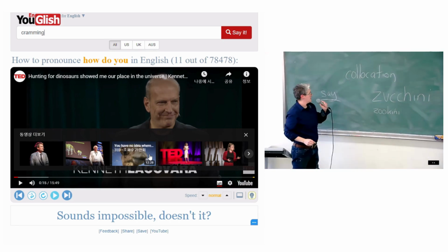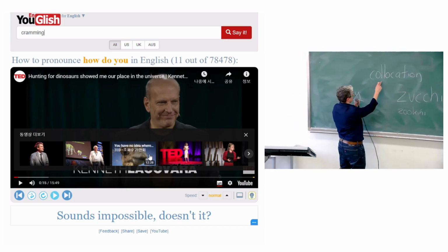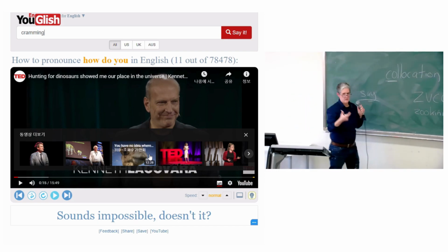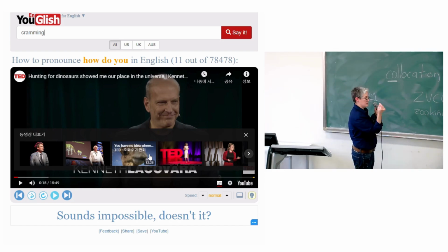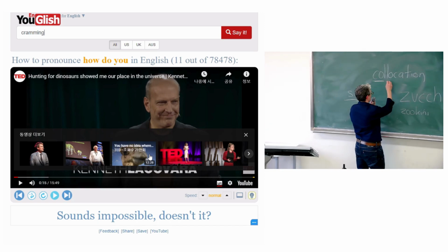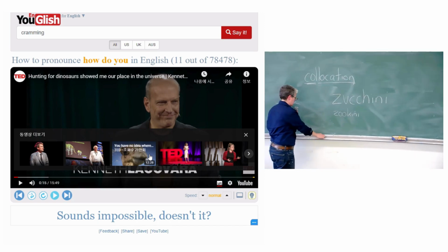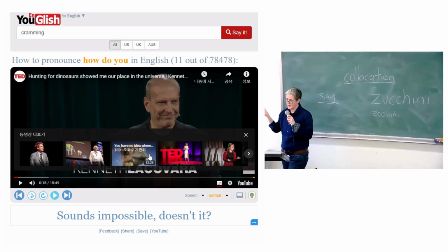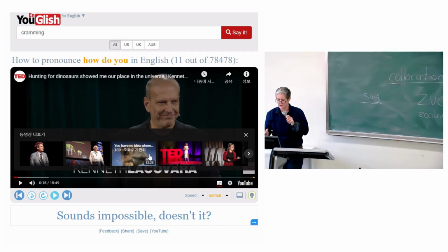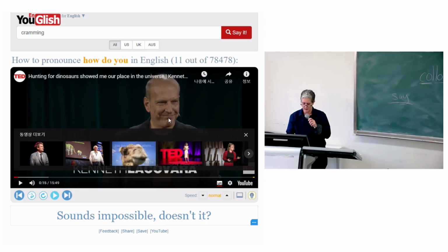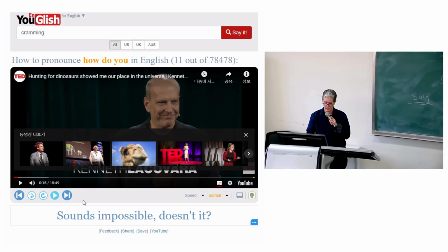So you can see some familiar, I'm pretty sure it's 2 L's. Co, right? Co-ed, cooperate, cooperation, together. And then location, the place, located. So a collocation, these are words that are often used together. So let's look at cramming and see some collocations and how it's used.